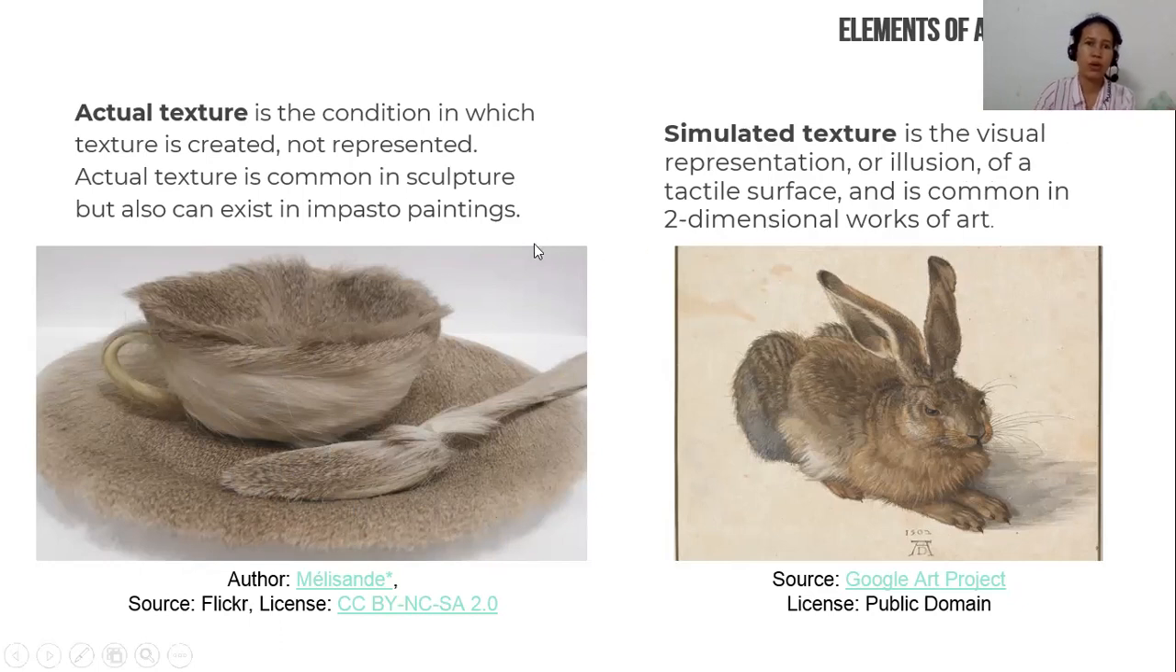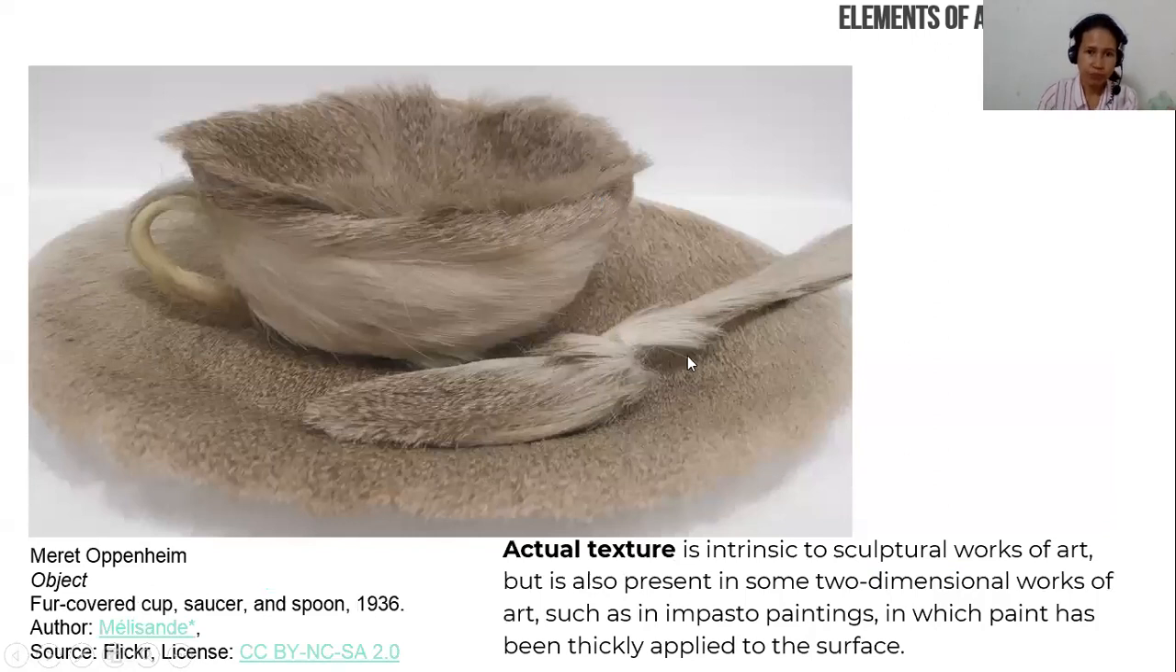texture. So as we define it, it is the visual representation or illusion of a tactile surface and is common in two-dimensional works of art. So this is the 2D example of using texture, which is simulated, and this one is a 3D example of texture, which is an actual texture. Okay, so going back, this is what I was telling you about earlier, which is done by Meret Oppenheim.